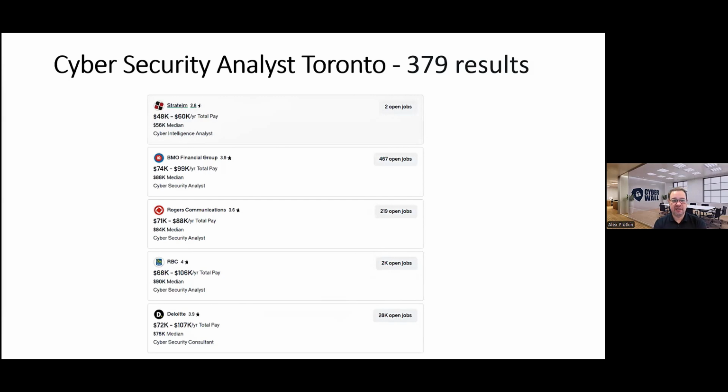BMO is the third biggest bank. Rogers is the biggest media and telco company. RBC is the biggest bank in Canada, and the biggest Canadian bank in the United States. Deloitte is a big player in everything, including cybersecurity, and that's what they're looking for right now.